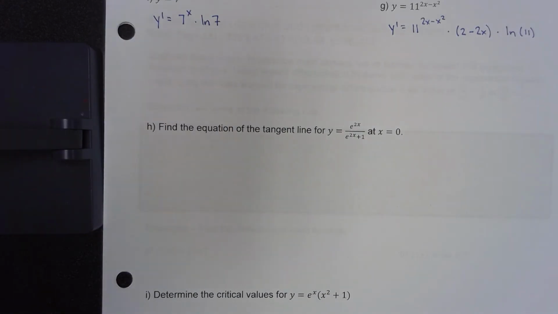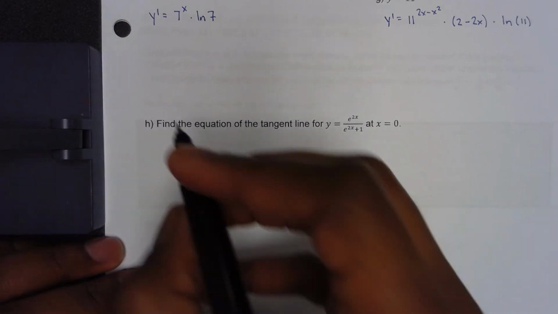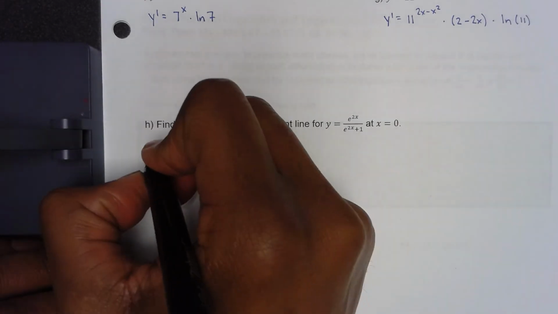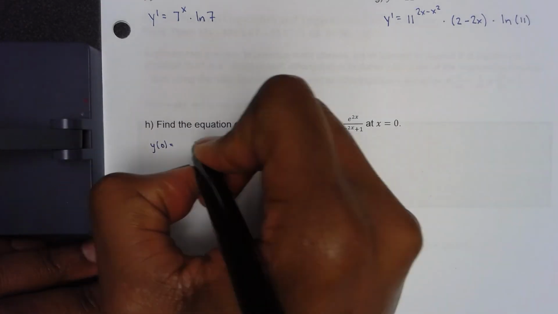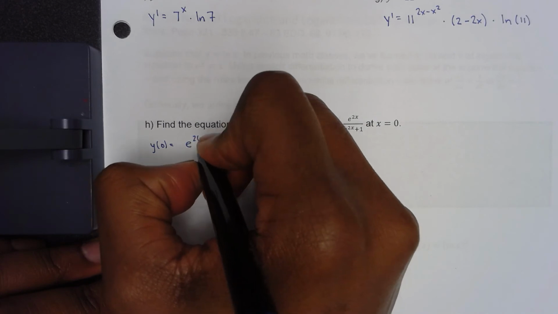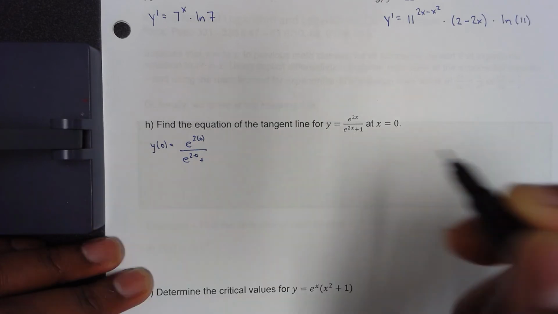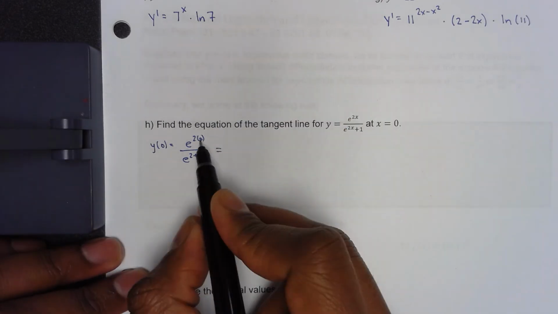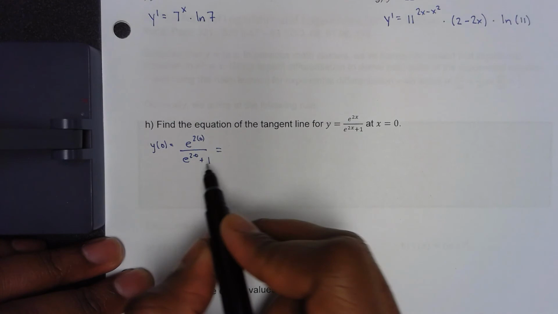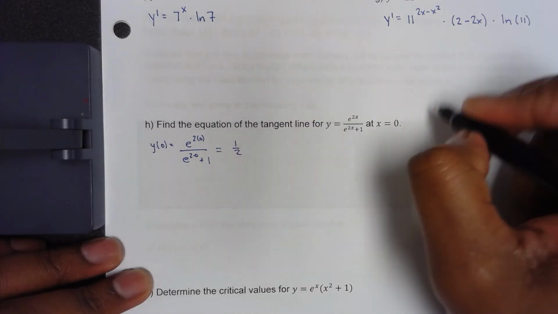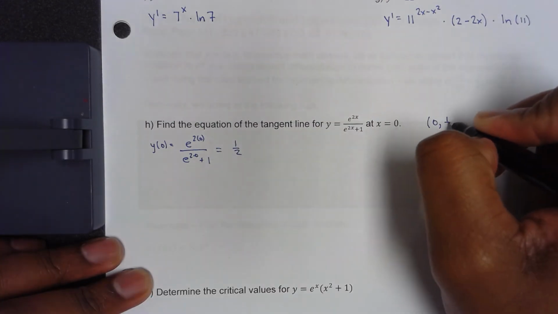So for h, we need to find the equation of the tangent line for y equals e to the 2x divided by e to the 2x plus 1 when x is 0. First, we should find our y. So the y when x is 0 is going to be e to the 2 times 0 over e to the 2 times 0 plus 1, which is 1 divided by 1 plus 1, which equals half. So the point that we have in question is 0, 1 half.